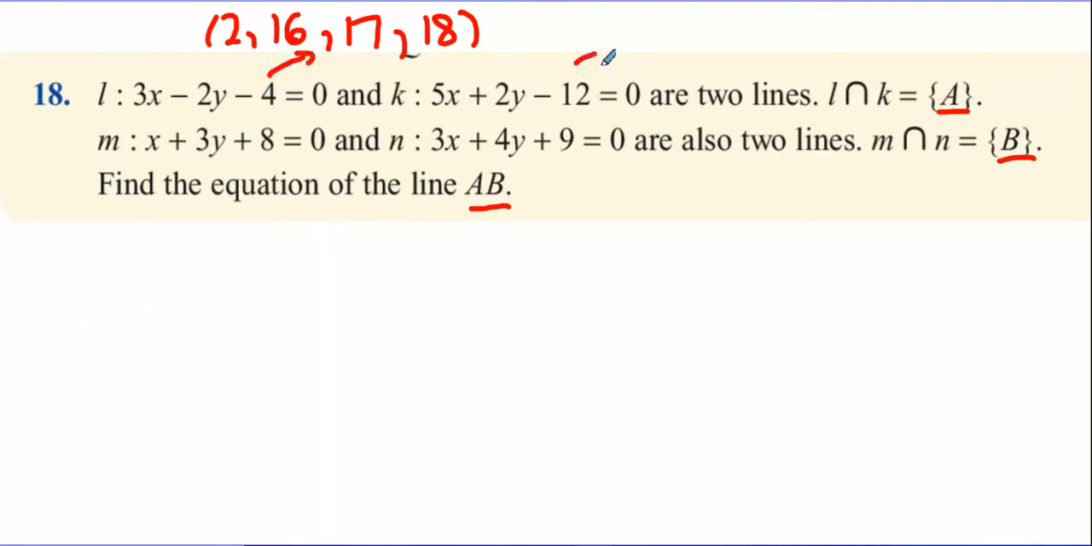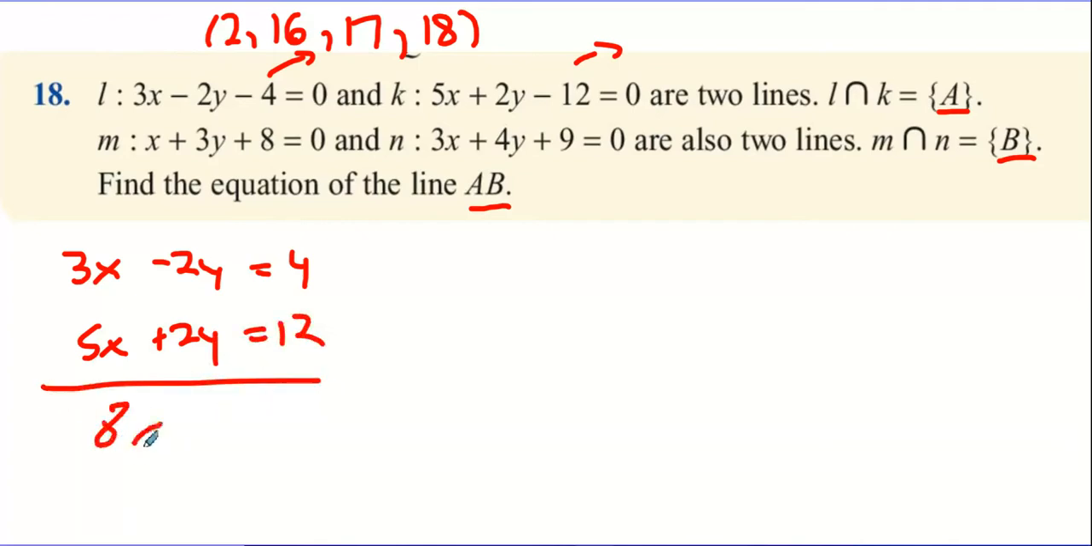Move the minus 4 and the 12 over. So you get 3x minus 2y equals 4 and 5x plus 2y equals 12. 8x equals 16 when you add downwards. X will equal 2. Now this is L and this is K.